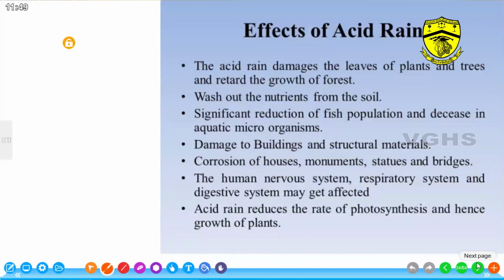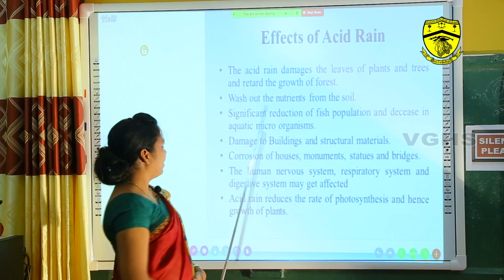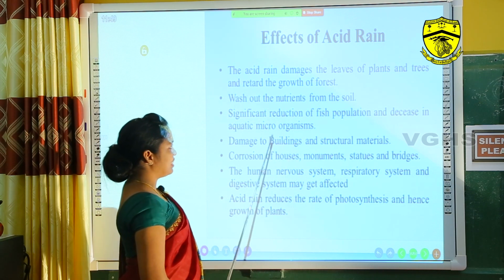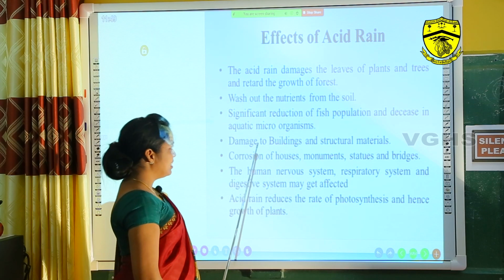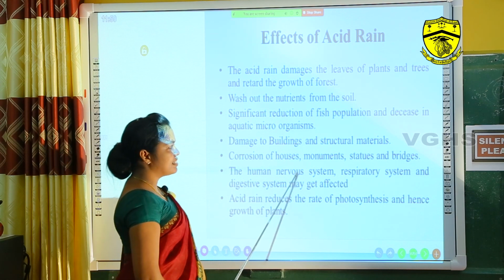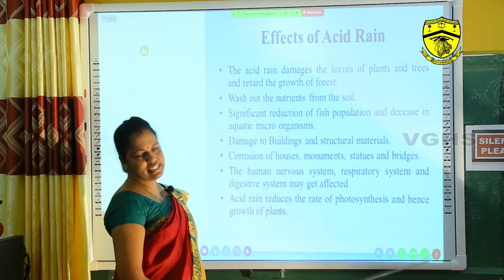Acid rain damages the leaves of plants and trees and retards the growth of forests. Next, it washes out the nutrients from the soil. So you know that lack of nutrition is a major problem and causes a lot of problems in plant diversity. Next, significant reductions of fish populations and a decrease in aquatic microorganisms. And next, damage to buildings and structural materials, corrosion of houses, monuments, statues and bridges too.